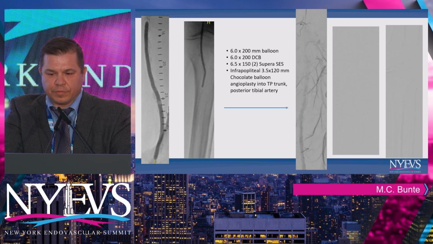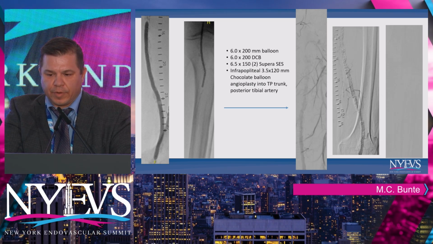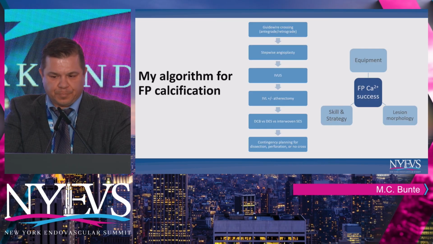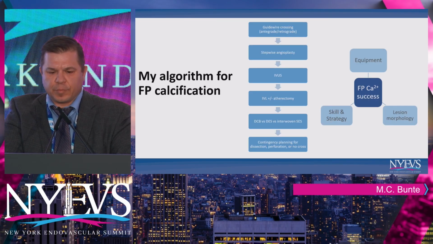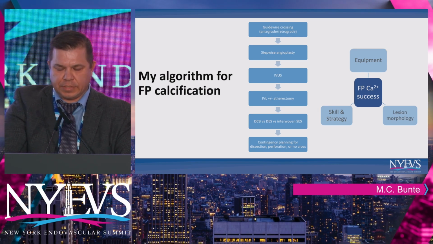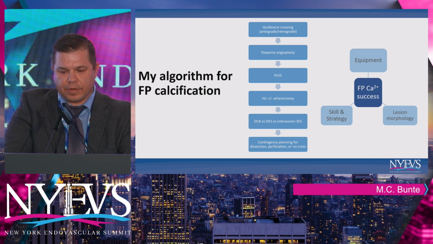And you can see the runoff was good, and the remainder of the femoropopliteal segment turned out quite nice, and the infrapopliteal runoff was also preserved. So my algorithm for femoropopliteal calcification, of course, starts with guide wire crossing and angioplasty. I too heavily use IVUS in just about 100% of cases.